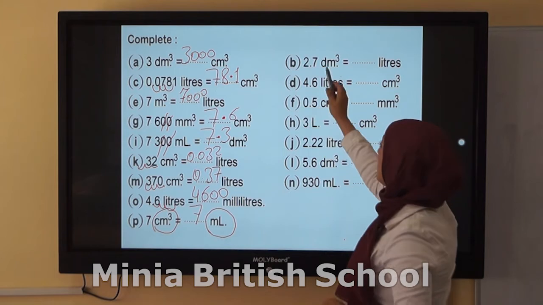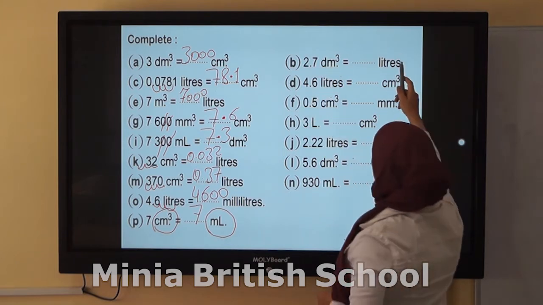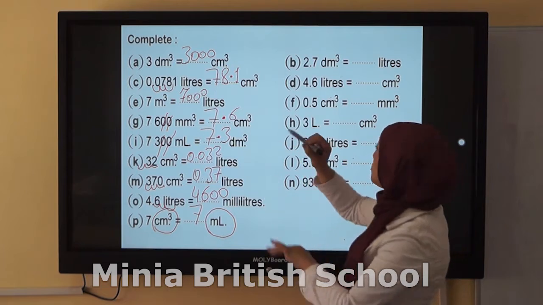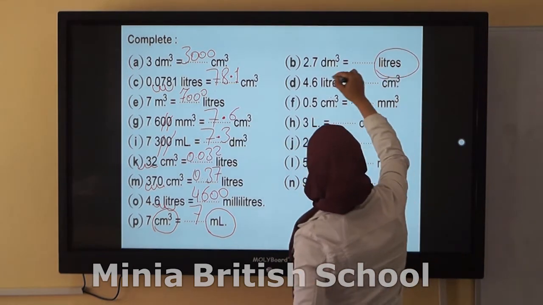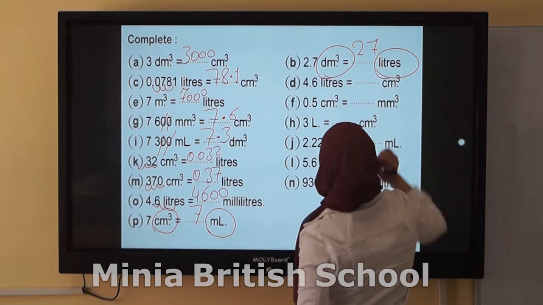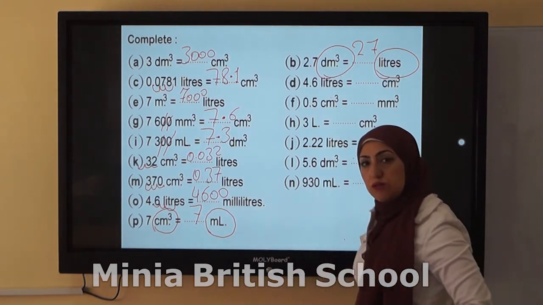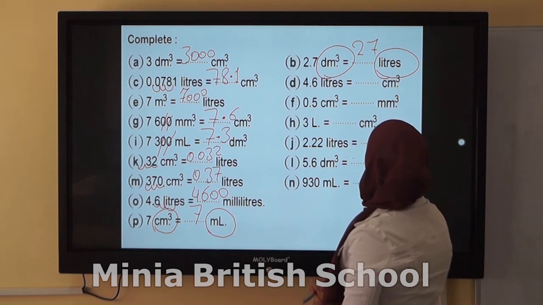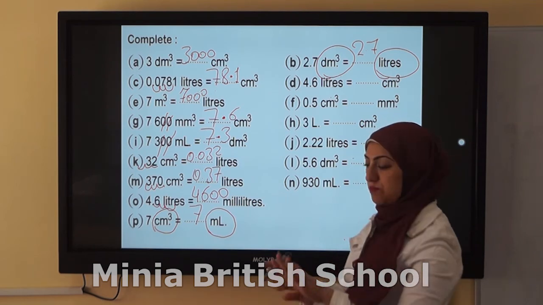Here, cubic decimeter and liters. Cubic decimeter and liters, so they are the same. So I put here the same number. Okay? The next one, 4.6 liters equals how many cubic centimeter?